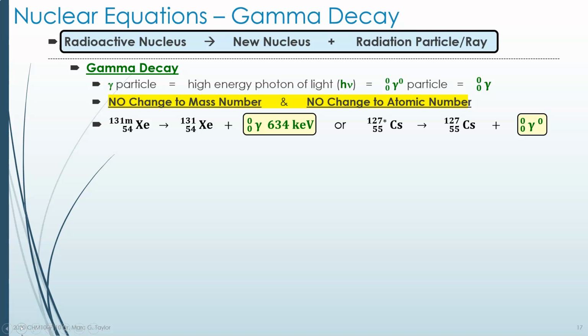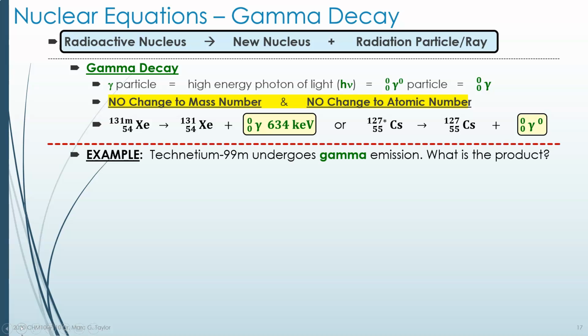We have kilo electron volts. We have bigger units of mega electron volts, which is 1,000,000 electron volts. We even have giga electron volts for 1,000,000,000 electron volts in other cases. So an example would be technetium-99m. This undergoes a gamma emission. So technetium-99m will release a gamma particle.